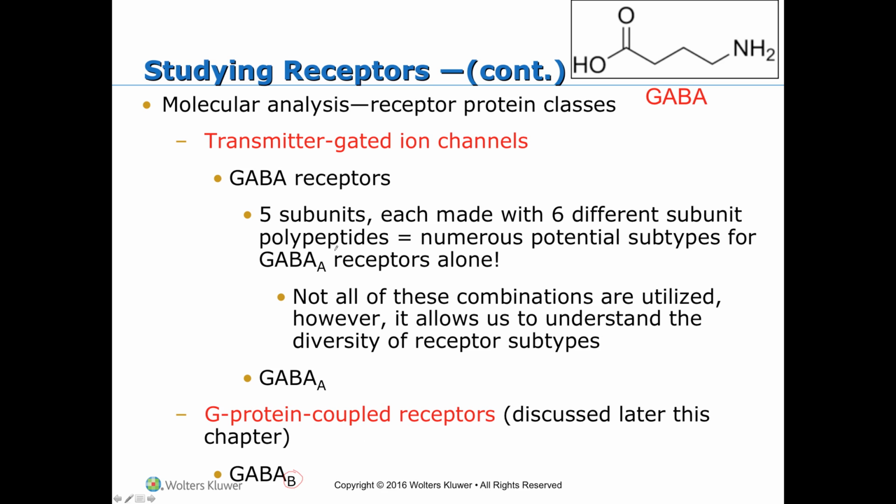GABA-A receptors, under the transmitter-gated ion channels, contain 5 subunits, each made with 6 different subunit polypeptides. So there are numerous potential subtypes for GABA-A receptors alone. But not all of those are utilized. However, it does allow you to understand the diversity of receptor subtypes that can exist in a given section.